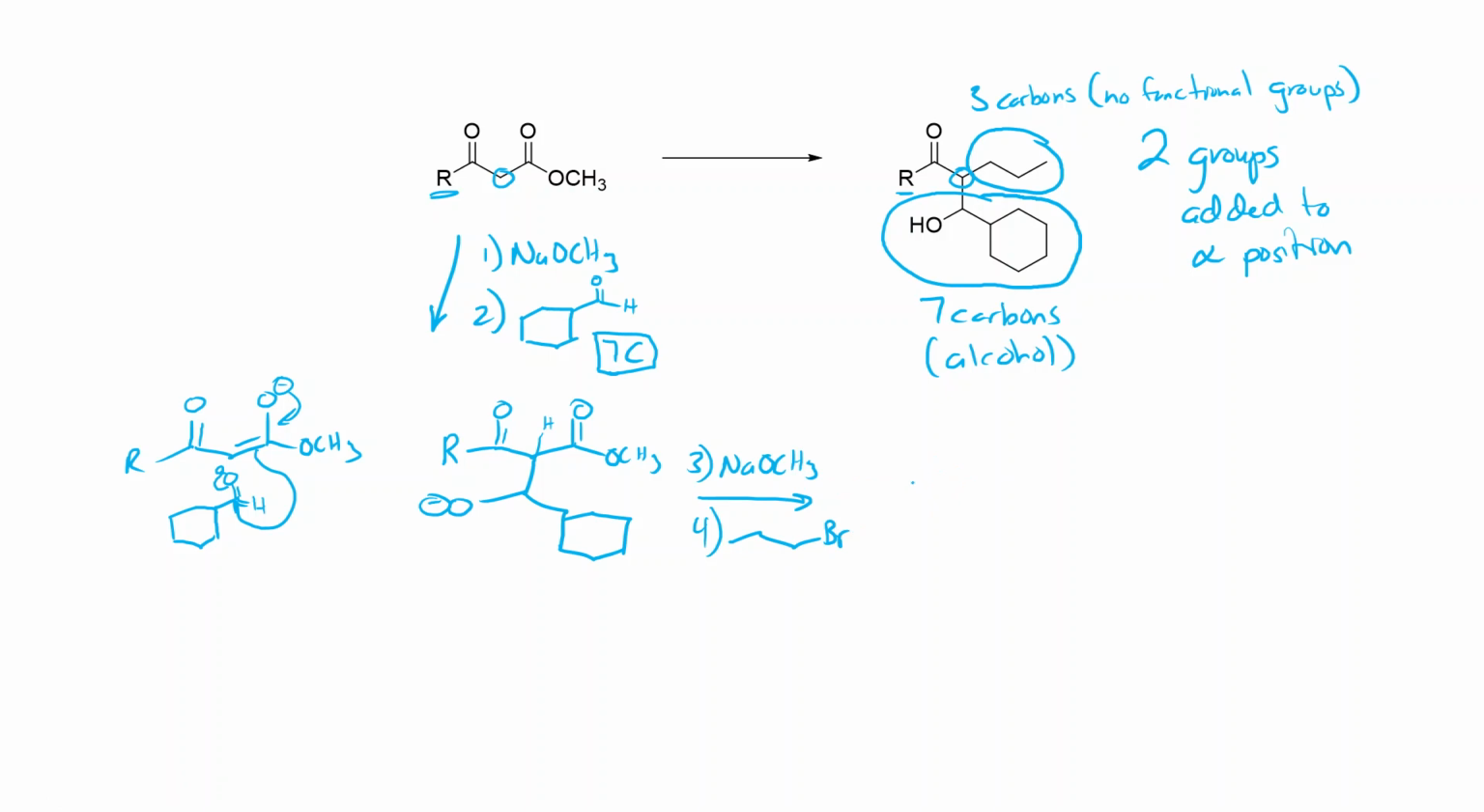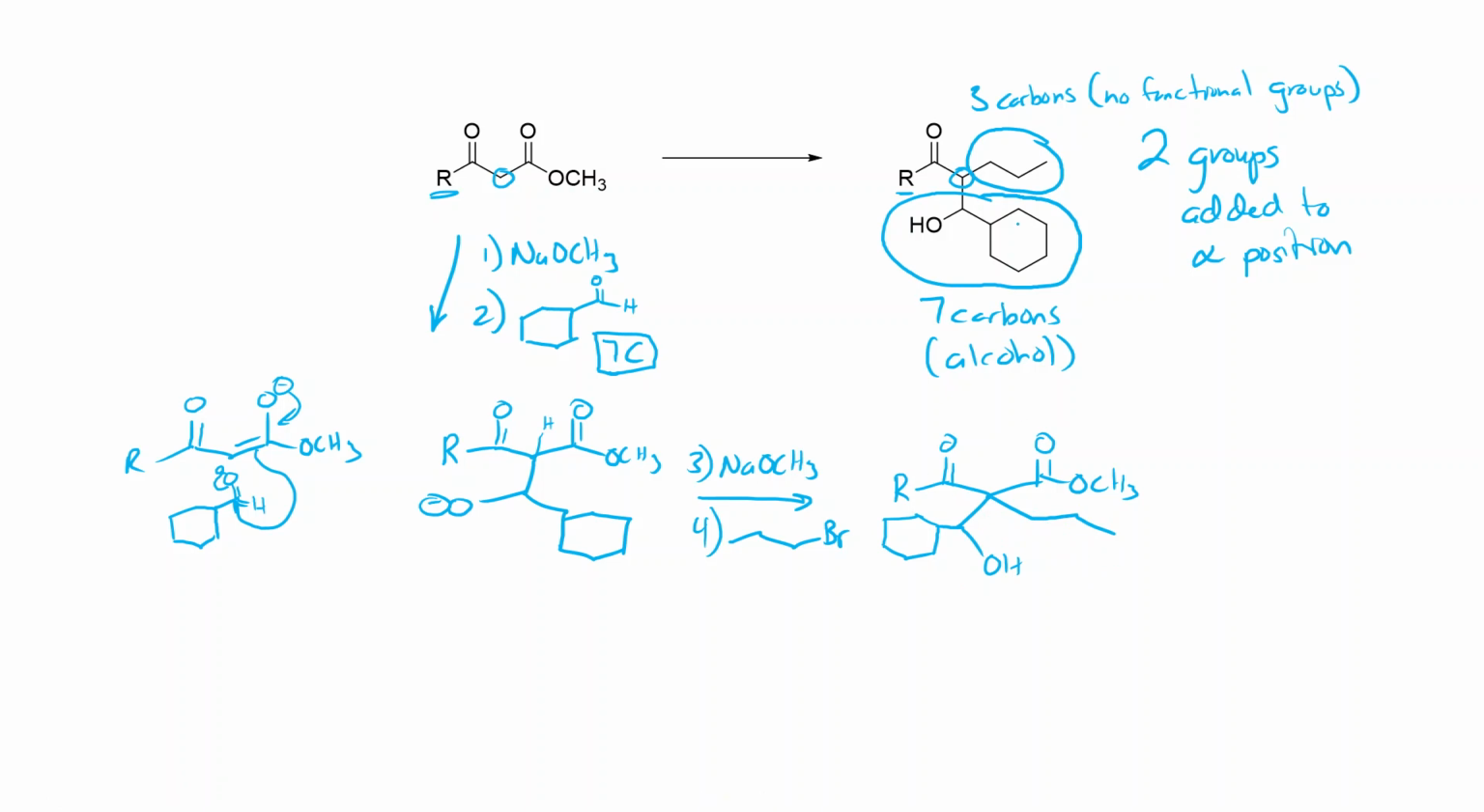And now we get to something that is even more of a mess, just because it's got a lot of stuff on it. So there's our 3 carbons. Here's our alcohol. And there's our 7 carbons. So we have our 3 carbons here. We have our 3 carbons that we just added. We have our 7 carbons here.